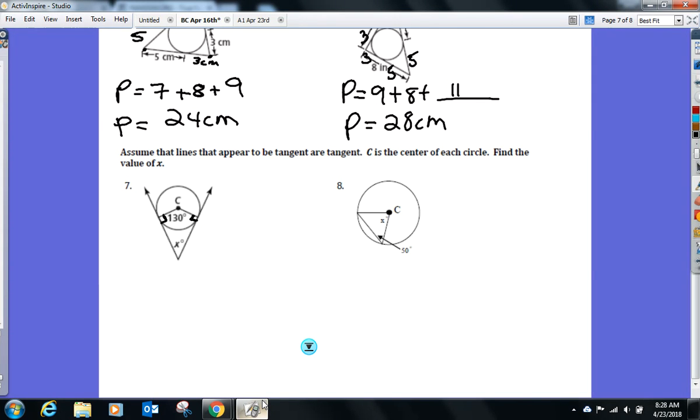12, how can I find x in this case? Because this is a four-sided figure, a quadrilateral, I know there's 360 degrees in every quadrilateral I work with, minus the two 90-degree angles and the 130 I was given. So x ends up being what, Frank? 50.